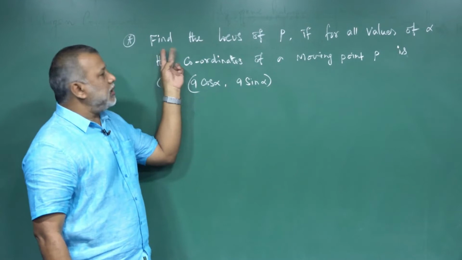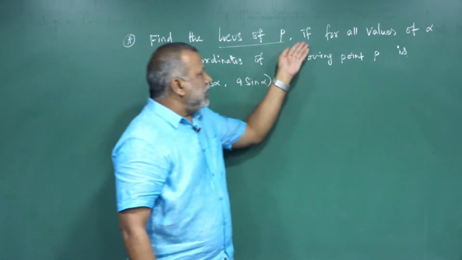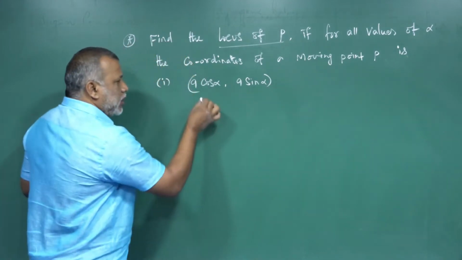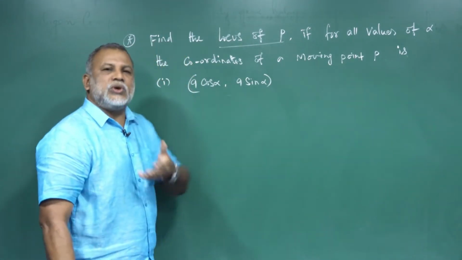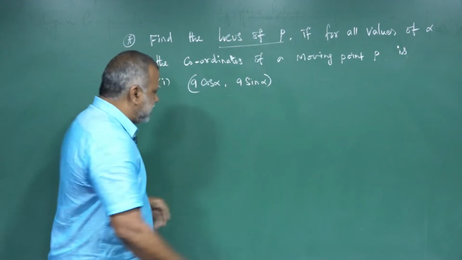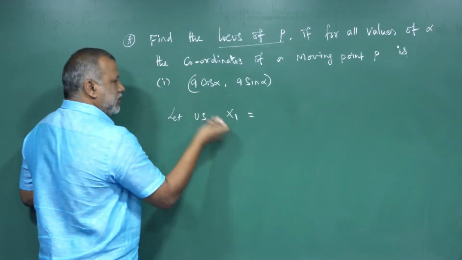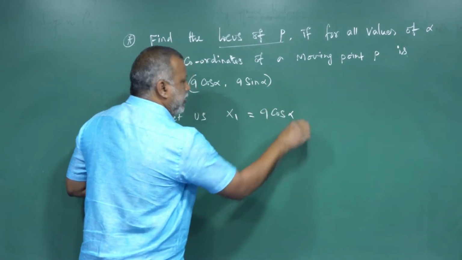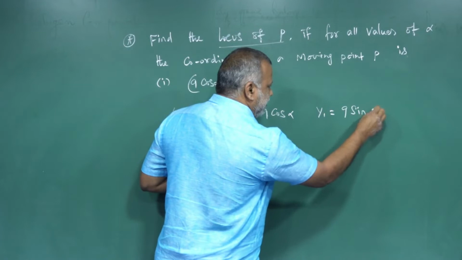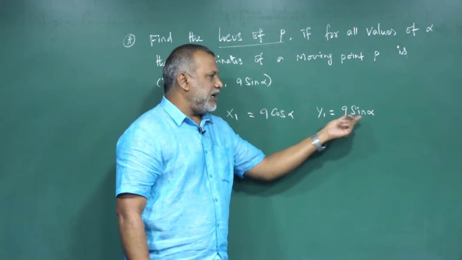Listen. Find the locus of a point P. If, for all the values of alpha, the coordinates of a moving point P are given as 9 cos alpha, 9 sin alpha, let us consider this first coordinate x1 equal to 9 cos alpha, and y1 equal to 9 sin alpha.